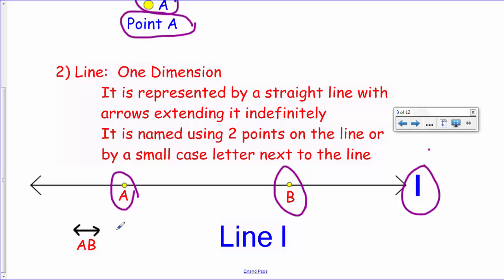If you use the 2 points to name the line, we use the symbol for a line written above it with the 2 letters. We use the word line if we're going to name it with the letter next to the line. You could also write this line and name it as line BA.